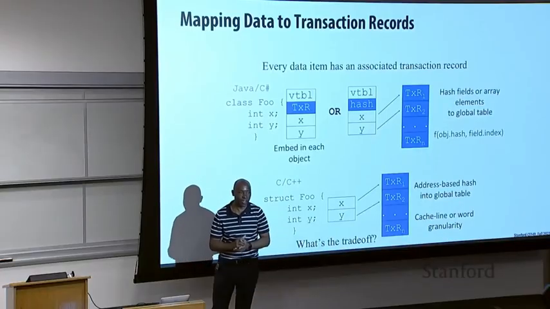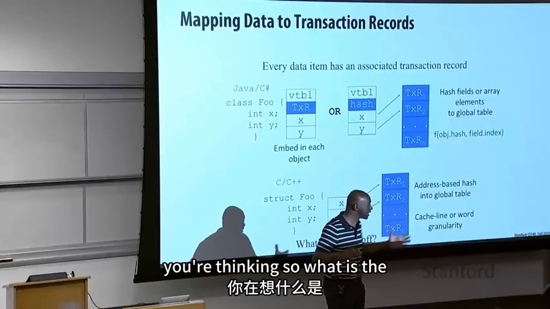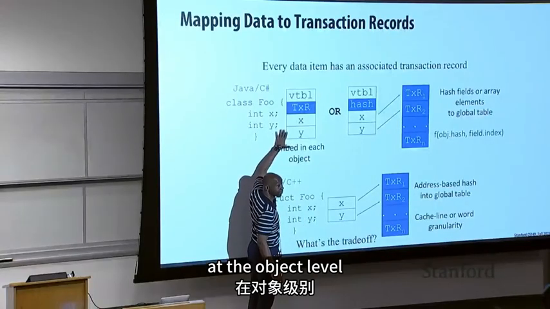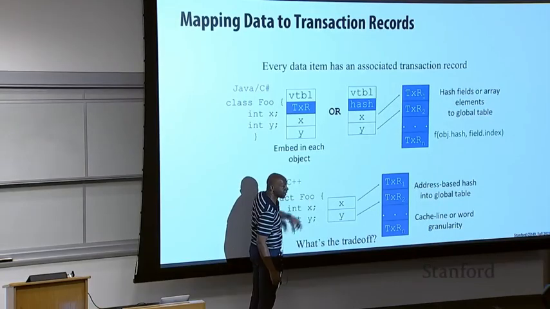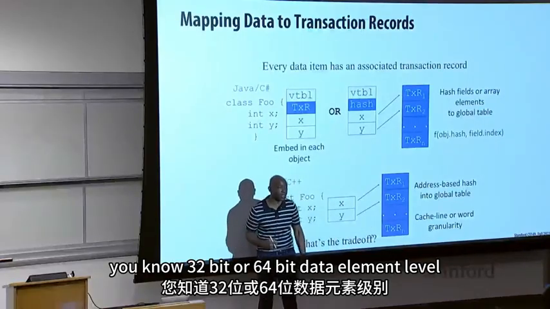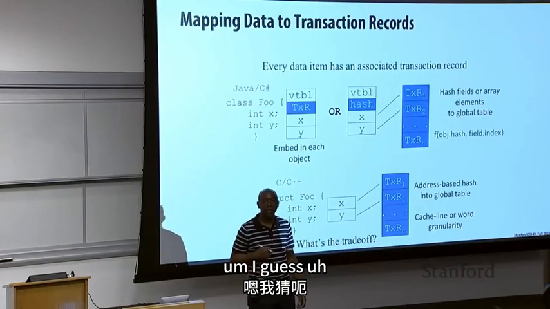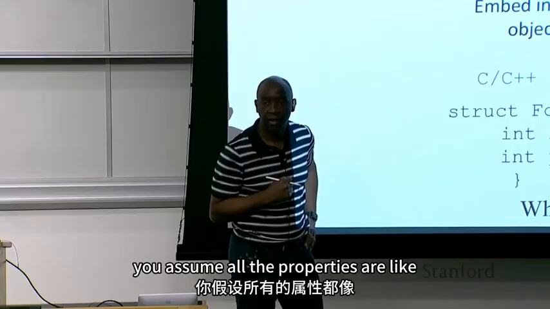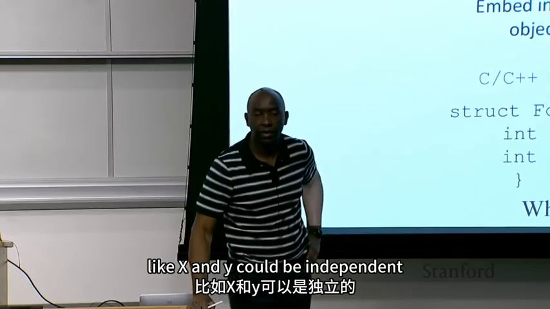And as you're already thinking about this, because you're making the analogy to cache coherence, what is the trade-off that we're going to see between doing things at the object level or at a finer granularity, at the individual field or individual 32-bit or 64-bit data element level? Yeah, I guess when you have something at an object level, you assume all the properties are handled together, even though they could actually be independent. Like X and Y can be independent, so you prefer finer grain.